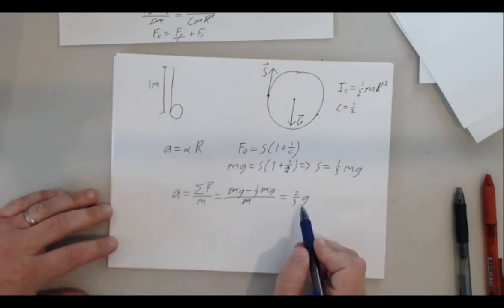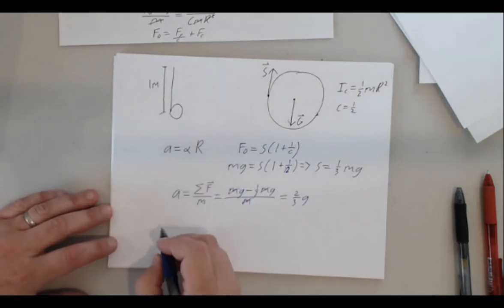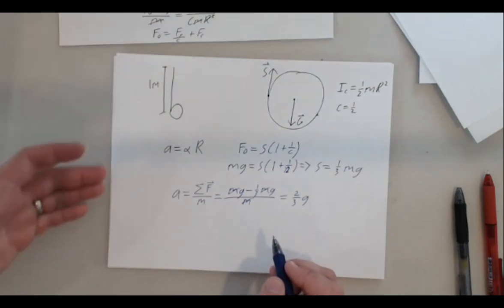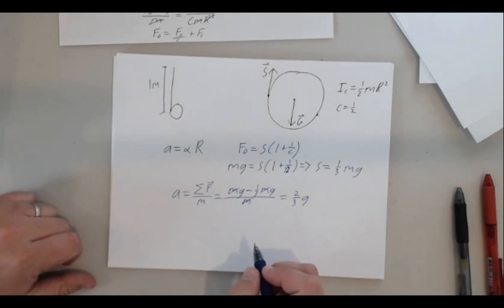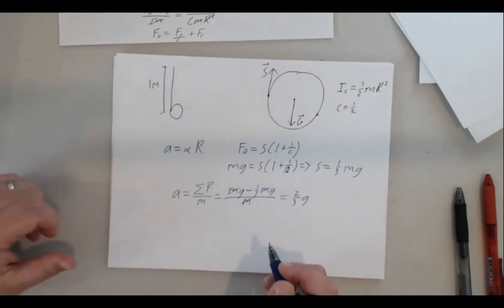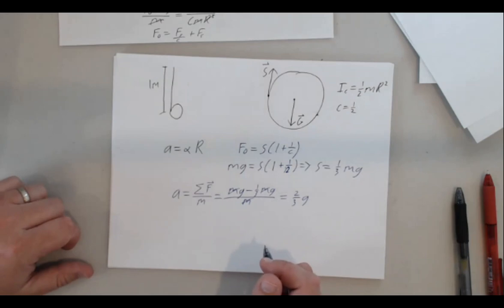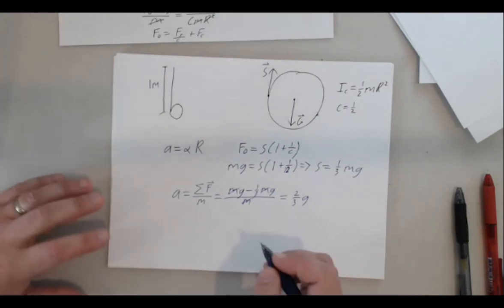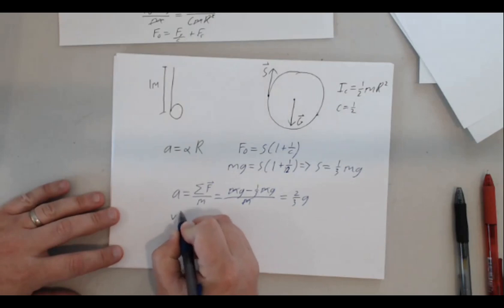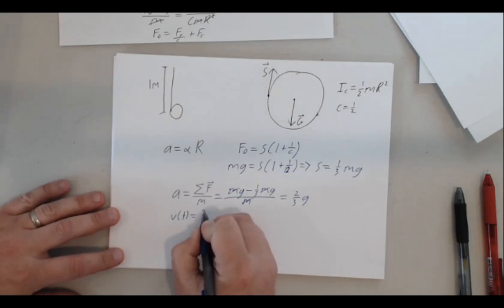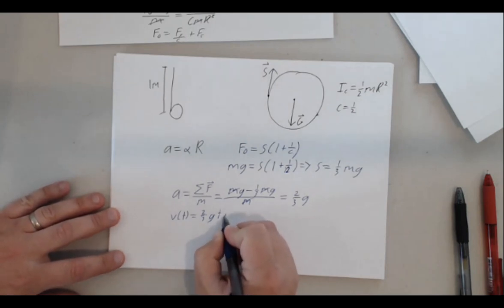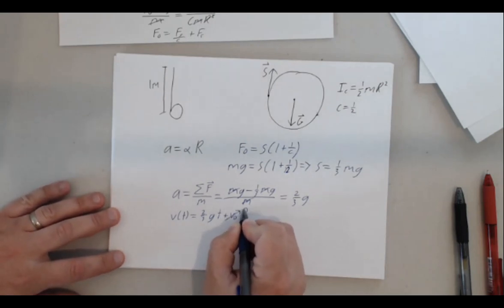And if I do that, right, so now what do I know? I know my acceleration. I know how far I want to go. I want the time. So you need the velocity? Yeah, right, this is a kinematics problem, right? I can integrate this thing and go to velocity. So that means that my velocity is a function of time. Looks like 2/3 g times t plus my initial velocity, which is 0.